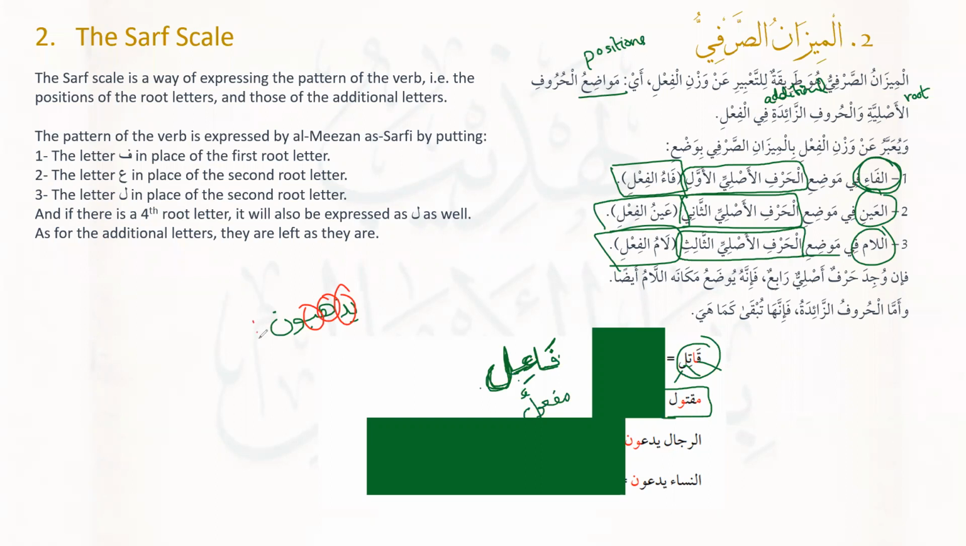It's on the wazn of يفعلون. What did you do? All that you did was replace the ذال with a fa, ha with an ain, and ba with a lam. That's it. يذهبون يفعلون. أحسنت.